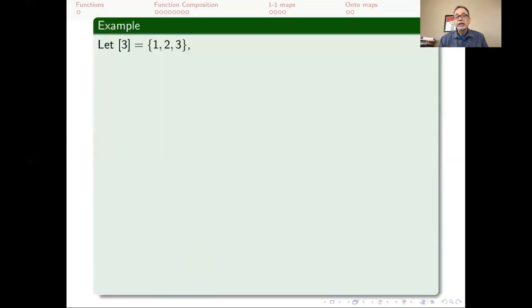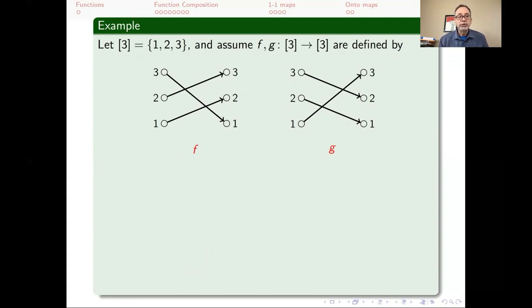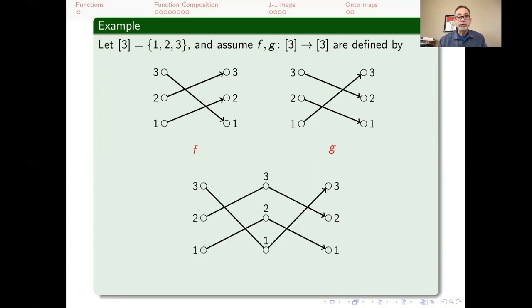As an example, F is a map from 1, 2, 3 to 1, 2, 3. 1 is going to 2, 2 is going to 3, and 3 is going to 1. And G is this other map from 1, 2, 3 to 1, 2, 3. 1 goes to 3, 2 goes to 1, 3 goes to 2. Both of them are one-to-one and onto. Everything is hit, and no two things go to the same place. So these are bijections. If we compose them, doing F first, and then G, this is G circle F, and you see what we get.